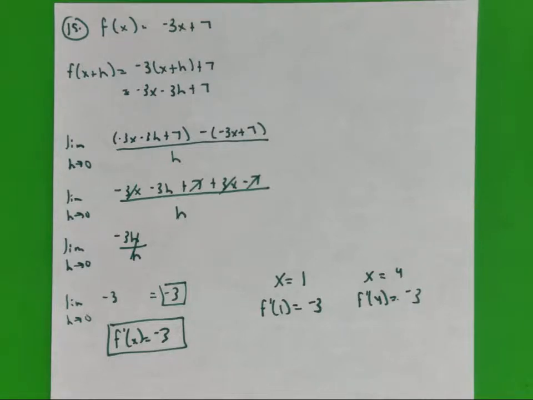Well, after that, they want to know what is the instantaneous rate of change at x equals 1 and x equals 4. Is there any place to plug the 1 and 4 into this? So your instantaneous rate of change is negative 3 at those spots. Slope of the tangent line. Are there any questions on number 15?